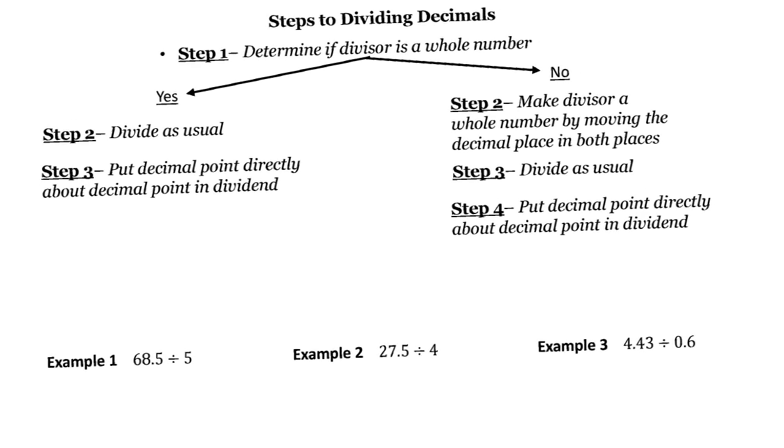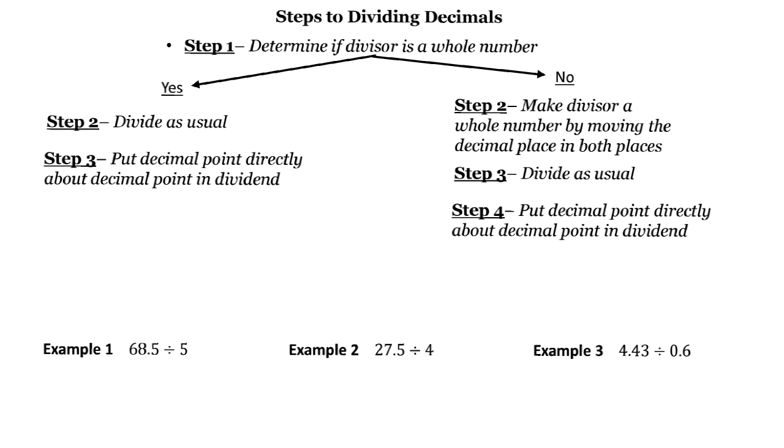So just a reminder what the divisor is. The divisor is the number that comes after the division sign. So in example 1, it would be 5. If the divisor is a whole number, yes, then we divide as usual and put the decimal place in. If not, then we go through this whole process.